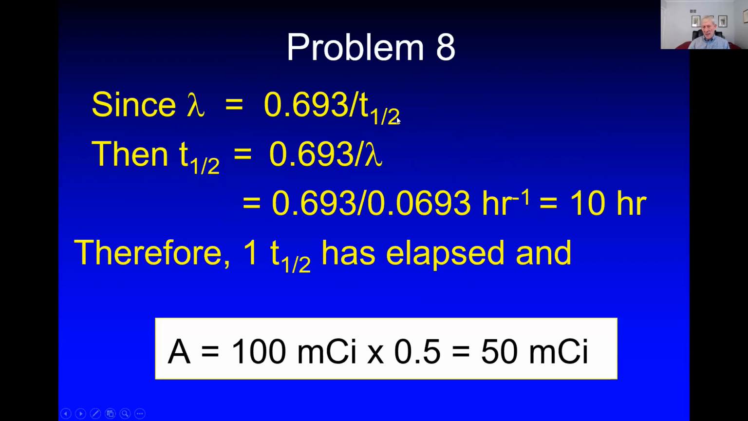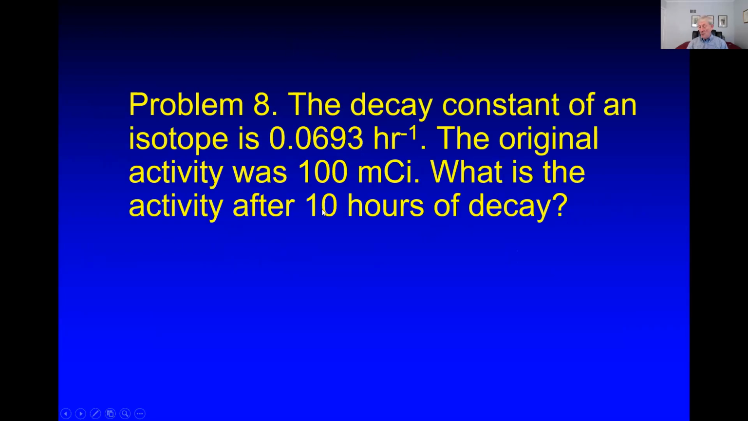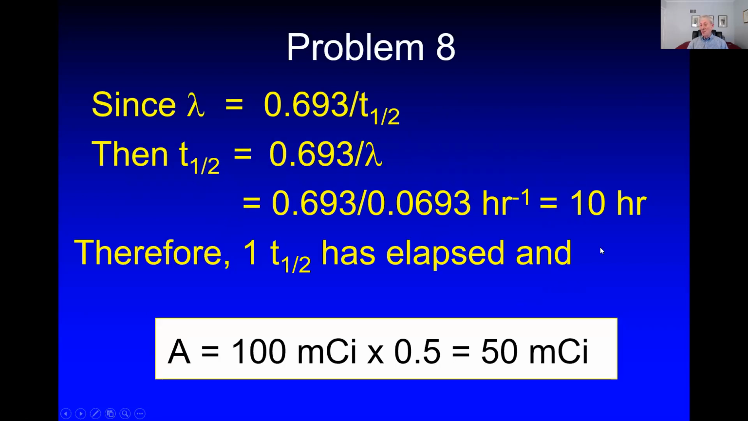Lambda is 0.693 over the half-life. Therefore, the half-life is 0.693 over lambda. That's 0.693 divided by 0.0693. An hour to the -1 in the denominator flips up as hours. And this goes into this 10 times. Pretty easy math. So the half-life is 10 hours. If you go back to the problem, the activity had 10 hours of decay. That's exactly 1 half-life. Half of 100 is 50. Pretty easy problem. First, we took lambda, converted it to the half-life. How many half-lives did we have? We had 1 half-life. Therefore, we're going to take our original activity and cut it in half. Okay.